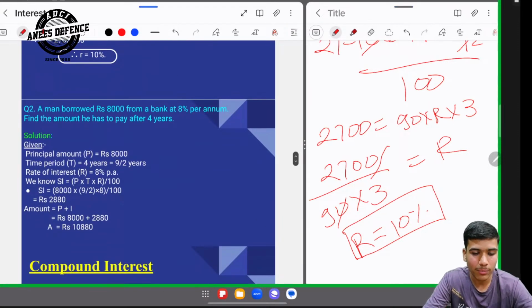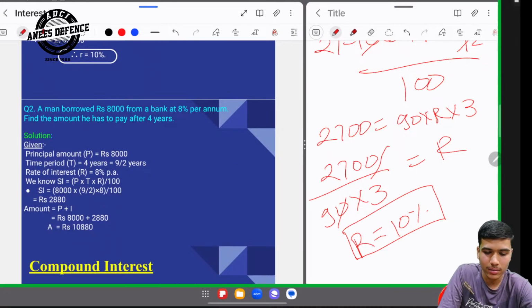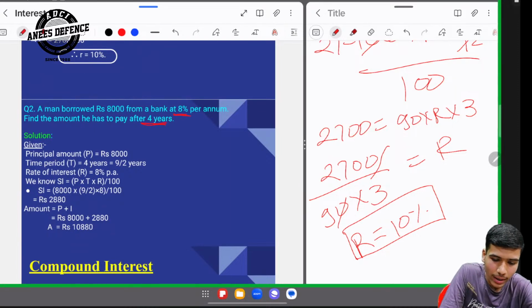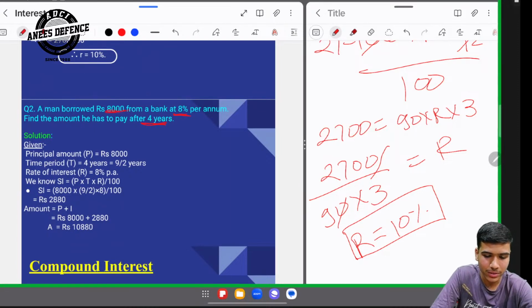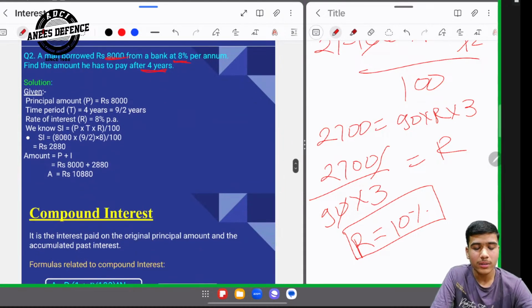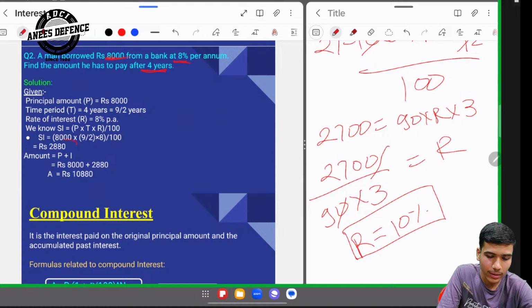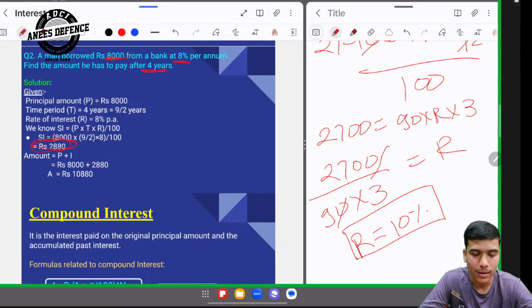Second example: a man borrowed rupees 8,000 from a bank at 8% per annum. Find the amount he has to pay after 4 years. Here the data is very simple. 4 years is the time period, 8% is the rate of interest, and rupees 8,000 is the principal, as I mentioned in the solution. Using the simple interest formula PRT upon 100, after calculating we get simple interest of rupees 2,880.